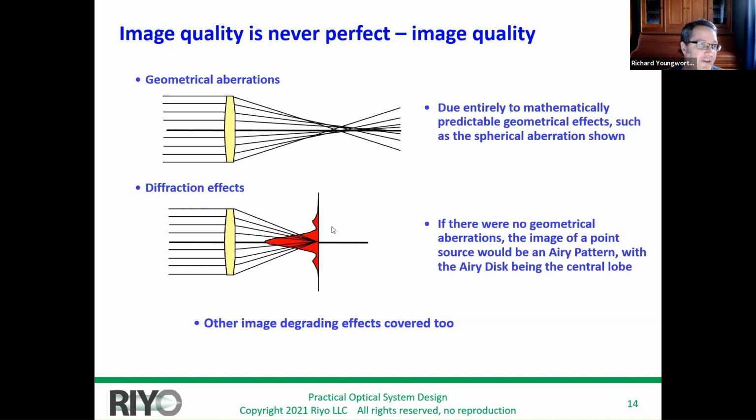Image quality is never perfect. We have these geometrical aberrations that we've discussed. This shows spherical with this singlet, and this is entirely predictable and mathematical.